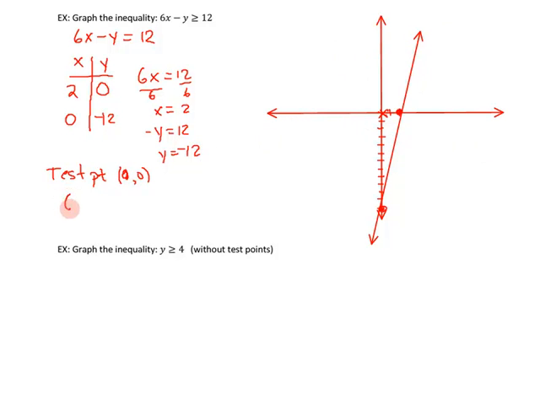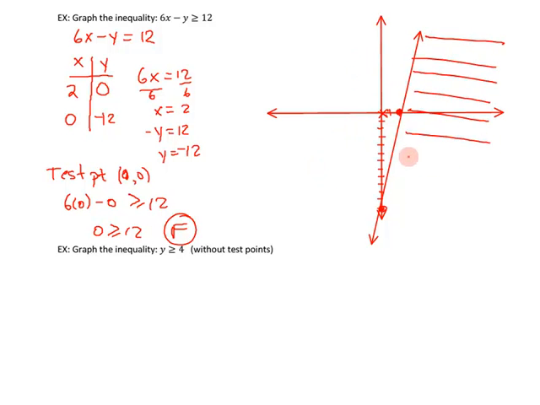So I get 6 times 0 minus 0 is greater than or equal to 12. Just plug it back into the original inequality. That gives me 0 is greater than or equal to 12, which is false. So I need to shade the side of the line that doesn't contain that point. If it had been true, I would shade this side. But since it's false, I'm going to shade this side. So everything on the line and in this shaded region satisfies that inequality. Any point I plug in from this shaded region will satisfy that inequality.